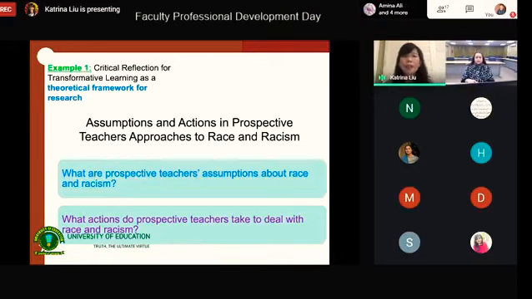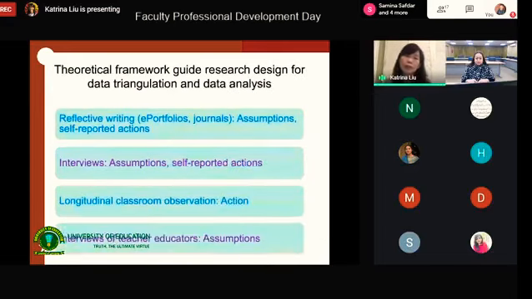So that means it's very important for teacher educators and the teachers themselves to understand what kind of assumptions our teachers have in terms of race and racism, and what kind of actions they take in dealing with race and racism in the specific classroom. And so, since the theoretical framework of critical reflection for transformative learning emphasizes 2 things.